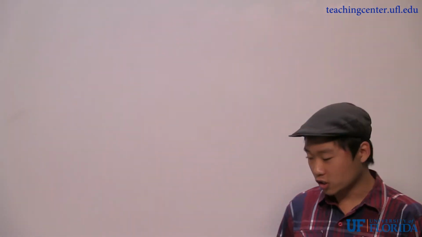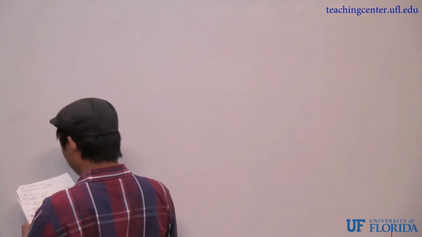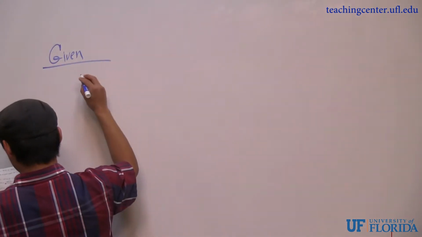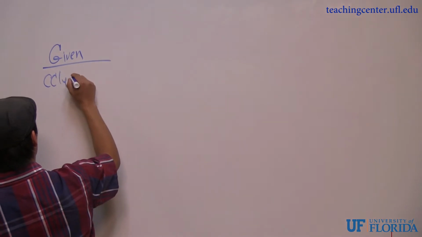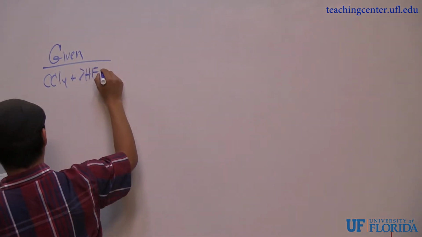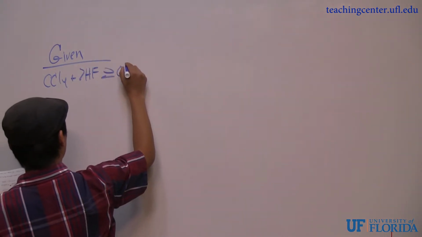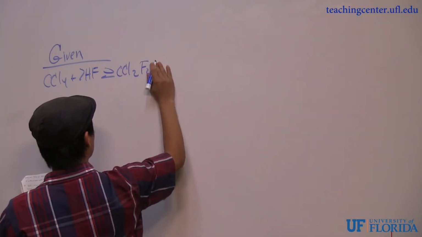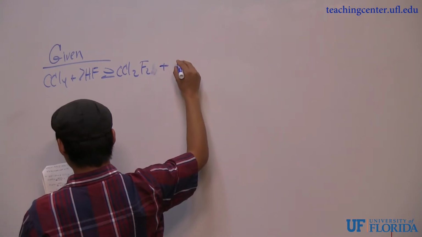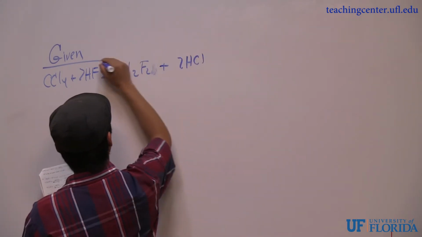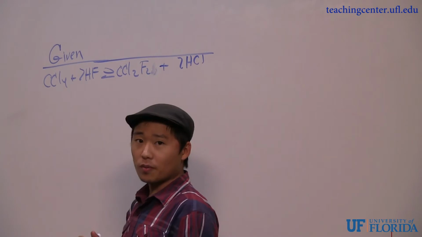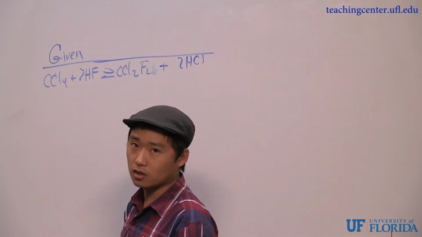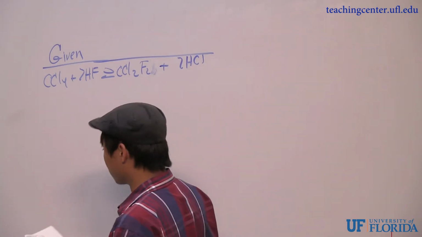So let's do the RRGF. So what are we given? We're given that CCl4 plus 2HF creates CCl2F2 gas. Well, we don't need to do the phase changes this time. Plus 2HCl. And we don't need to worry about the phase changes right now because we're doing stoichiometry and not anything regarding the qualitative properties of chemistry.